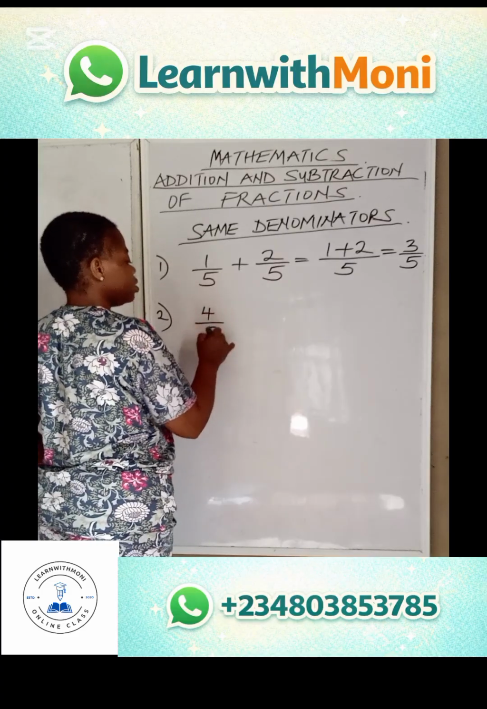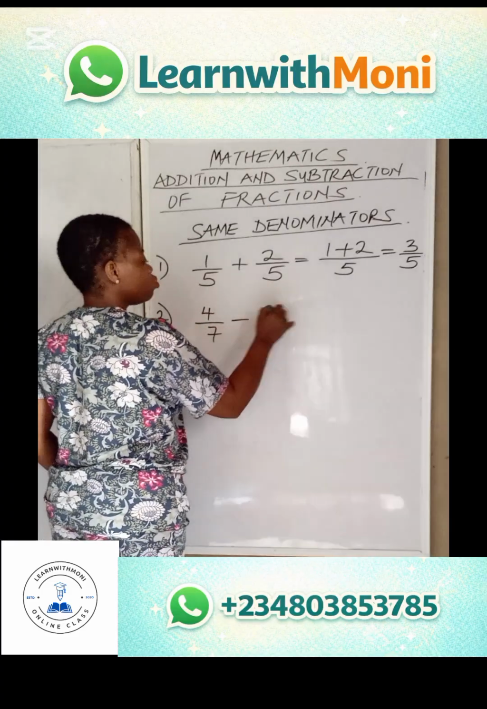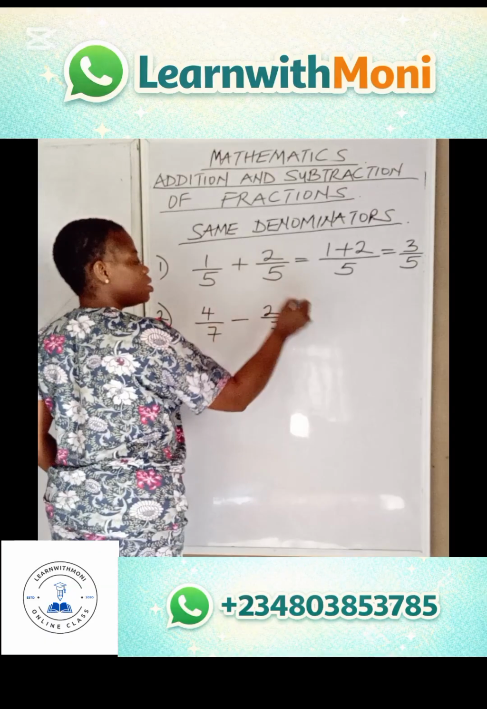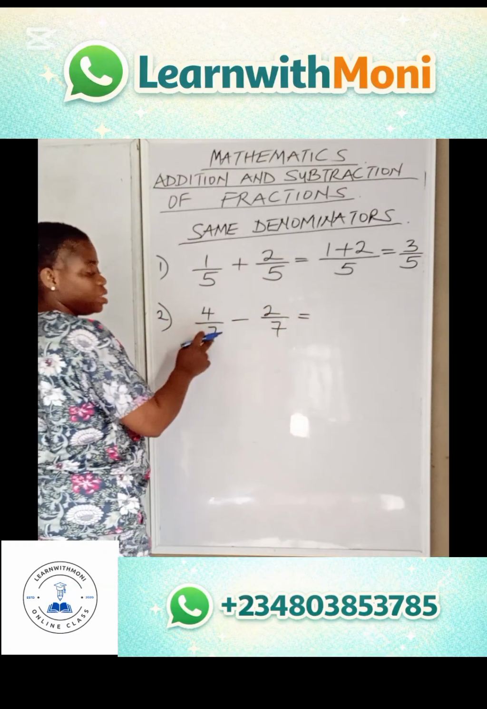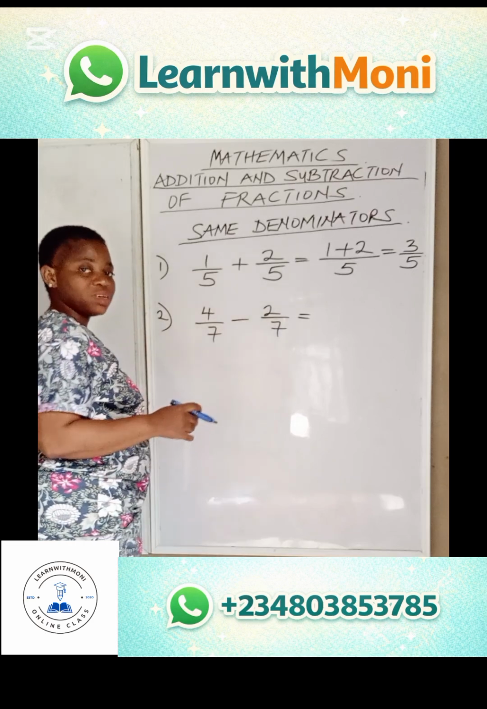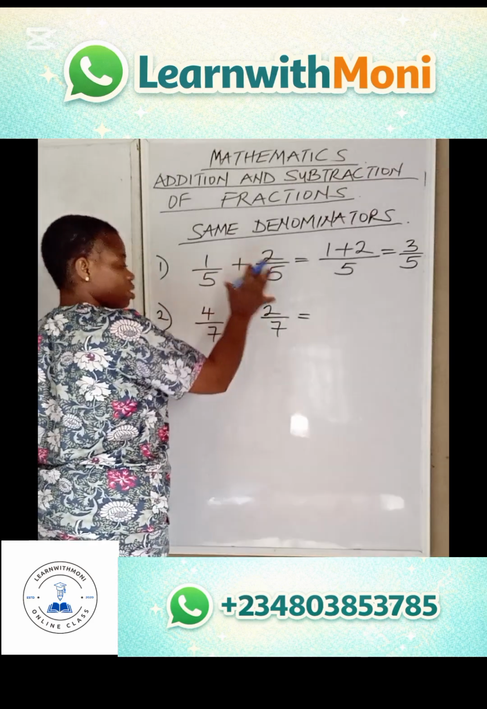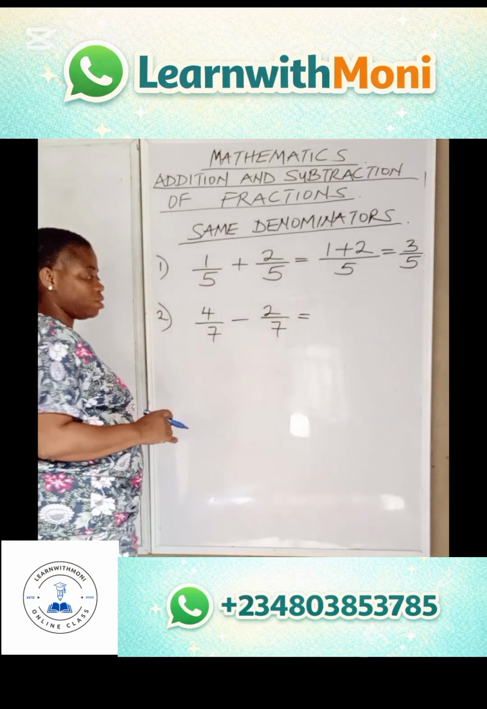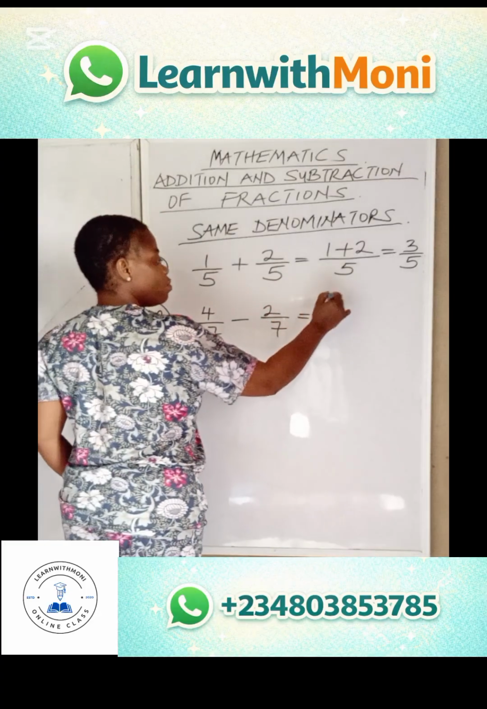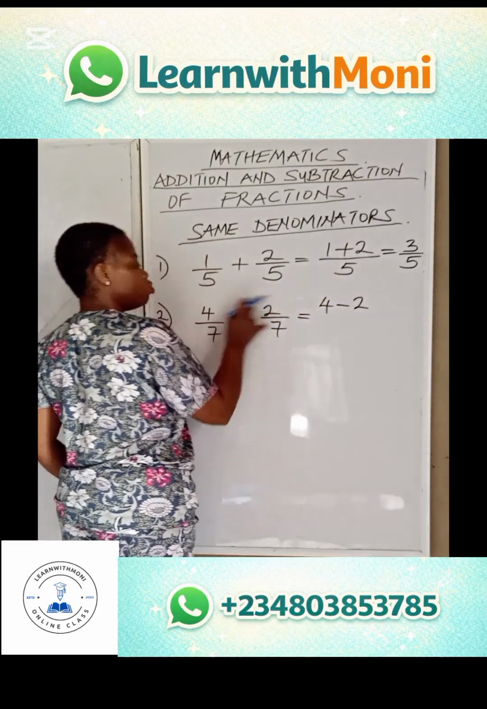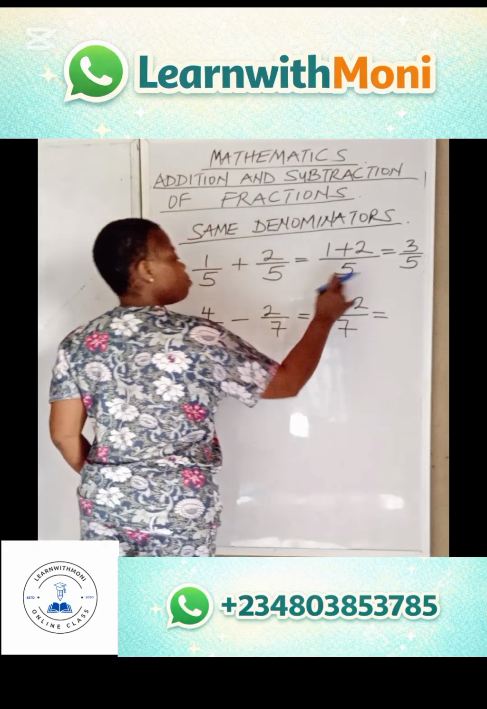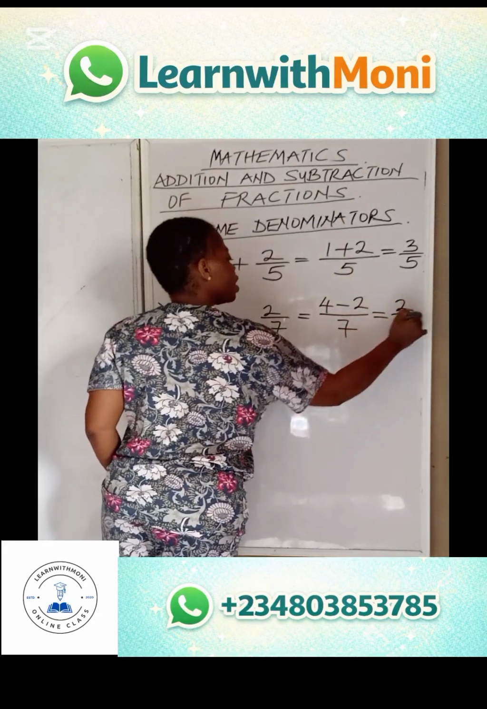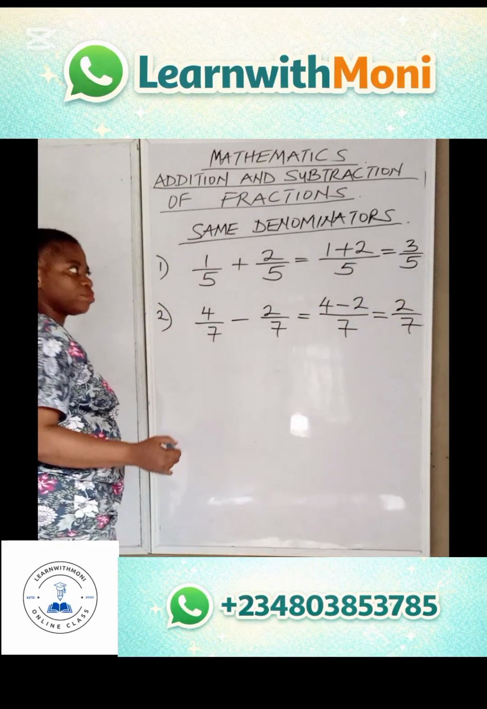And if it is subtraction, let's say I have 4 over 7 minus 2 over 7. This is also very easy and straightforward. The denominators are the same, which means they are fractions that are taken from the same size. So in this case, we have 4 minus 2, the numerators, everything over 7. 4 minus 2 is 2, and that is just 2 over 7.